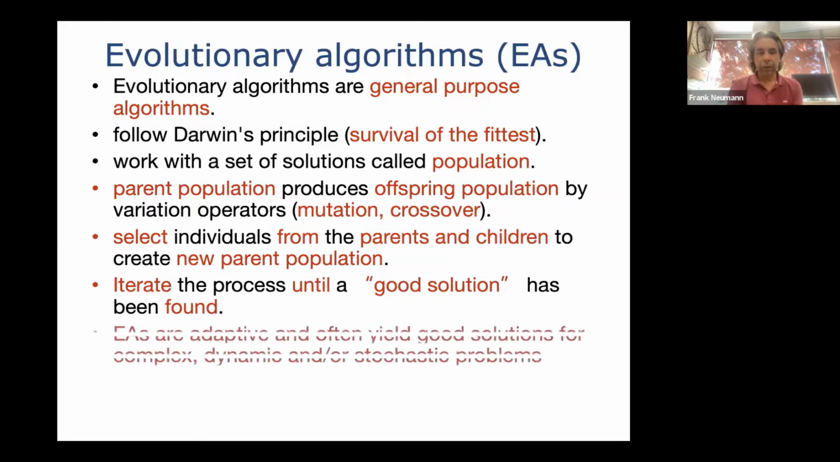The nice thing is that evolutionary algorithms are adaptive and they often yield quite good solutions for complex, dynamic, or stochastic problems. The downside is that it is quite hard to understand what is going on in terms of the optimization process, and it's not easy to analyze them. There's a whole area on the theory of evolutionary computation that has built up runtime results on evolutionary computation methods over the last 20 or 25 years. And the talk is a mixture of theory and applications.